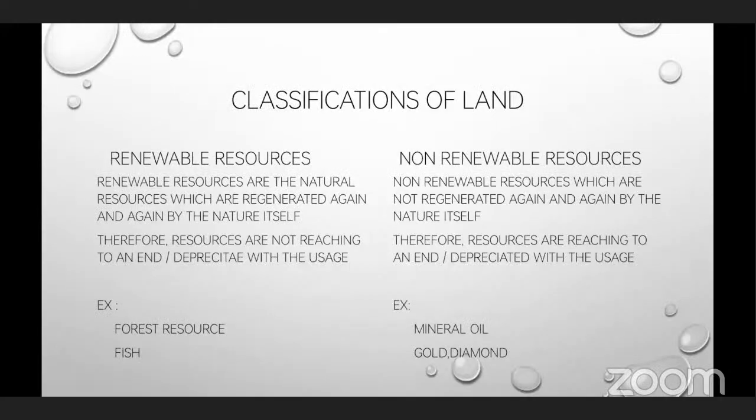Next, more. Okay, I classify land into two parts: renewable resources and non-renewable resources. We'll see what are the renewable resources or live resources. Renewable resources are the natural resources which are regenerated again and again by nature itself. Therefore, these resources do not reach an end or depreciate with usage. While non-renewable resources, non-live resources, are the natural resources which are not regenerated again and again by nature itself. Therefore, these resources reach an end or depreciate with usage.